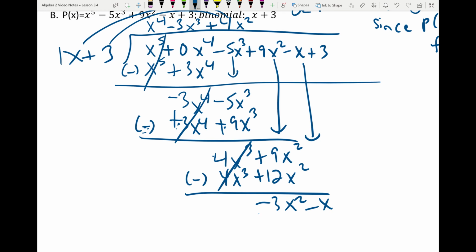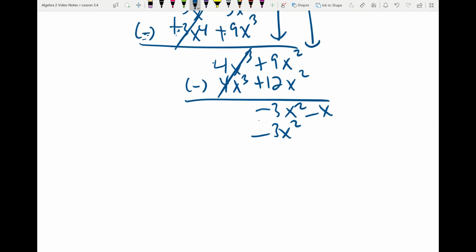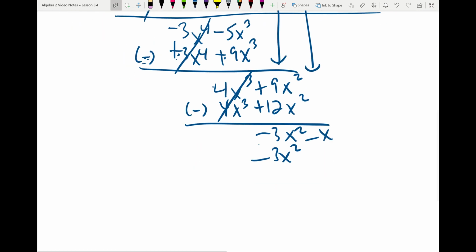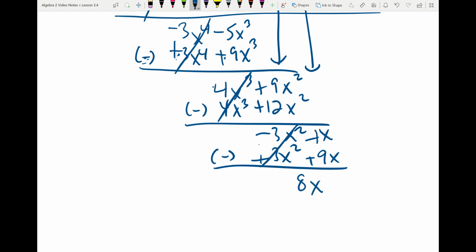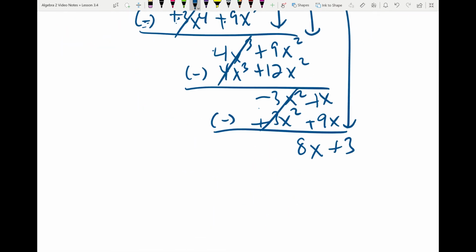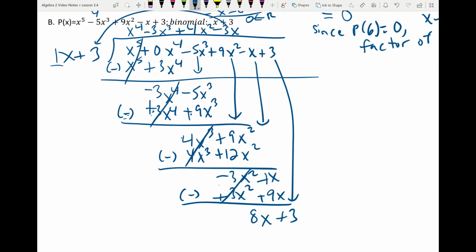So 1 goes into negative 3 times. We're missing an x though, so x times x is x squared. So we get negative 3x squared. So now we got negative 3x times 3 is negative 9x. Subtract. 2 negatives here make a positive. This is 0. Negative 1 plus 9 is 8. Now we're going to bring down the 3. All right. So now we have 1 goes into 8 times.